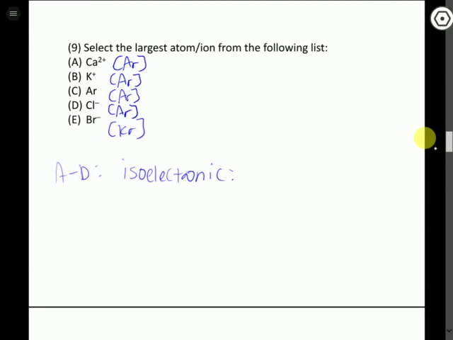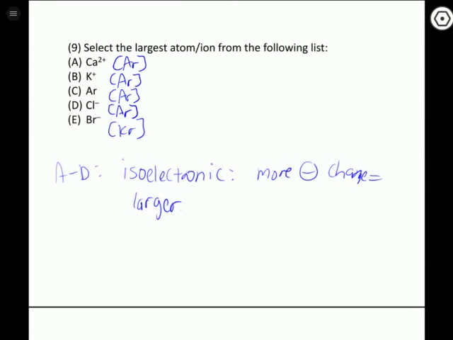So when you have isoelectronic species, whether they're atoms or ions, if you have more negative charge, that's going to give you a larger ion. Okay, so the more negative charge you have, the larger it is, because they have the same number of electrons, and the one that has more negative charge has fewer protons in the nucleus to pull those electrons in. So the one of these choices that has the most negative charge is chloride. So for A through D, Cl minus is the largest.